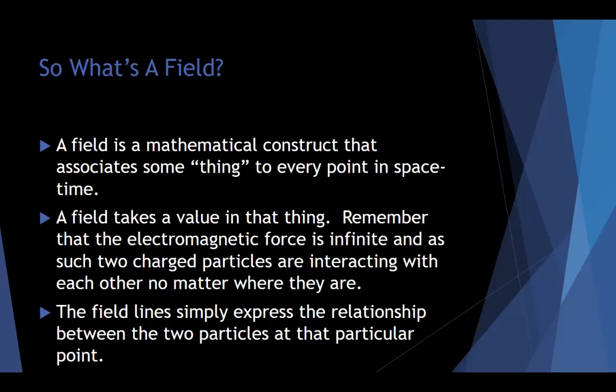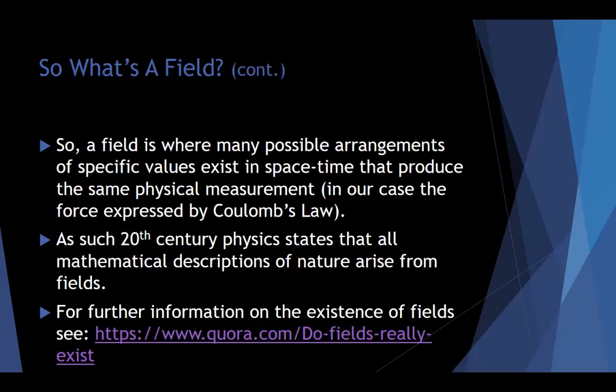Okay? So think about that for a second. It's a mathematical construct. Is that a real thing? Or is that something humans have made up to better understand how the system works? And does it matter? So a field is where many possible arrangements of specific values exist in space-time that produce the same physical measurement. Our measurement, in this case, done by Coulomb's law. As such, 20th century physics states that all mathematical descriptions of nature arise from fields.